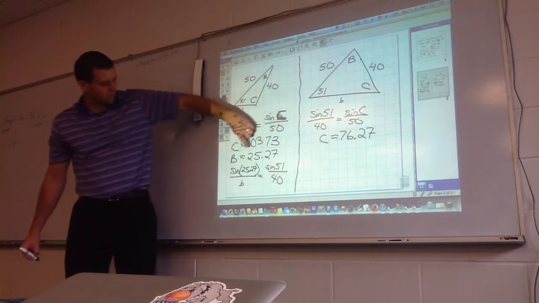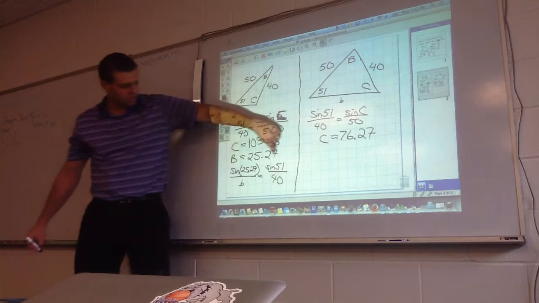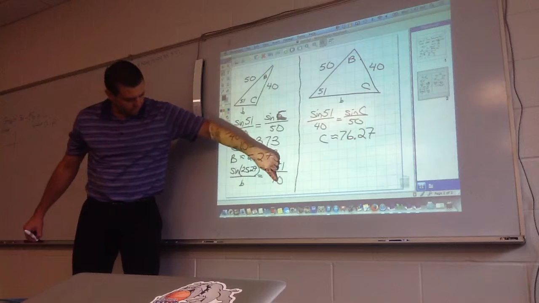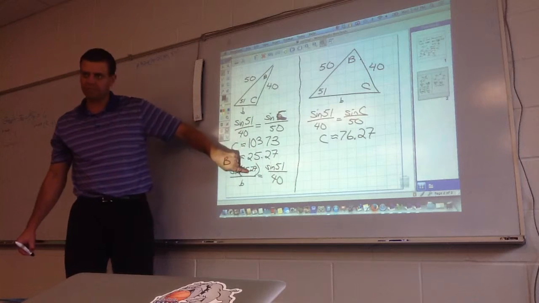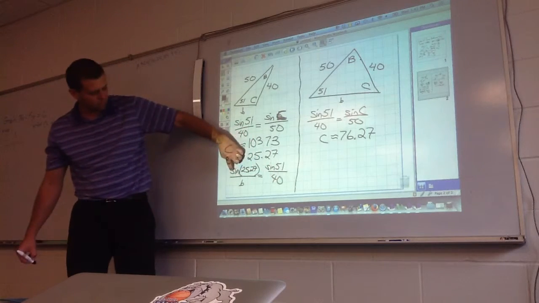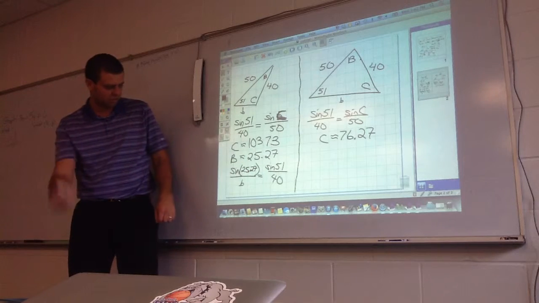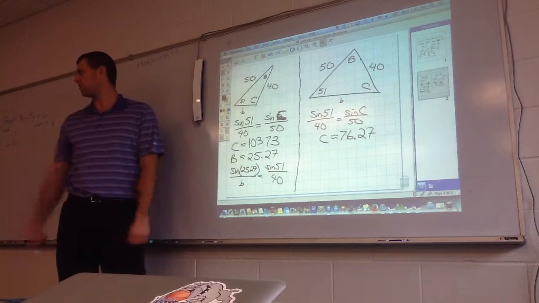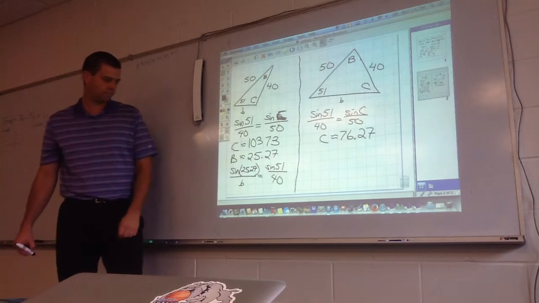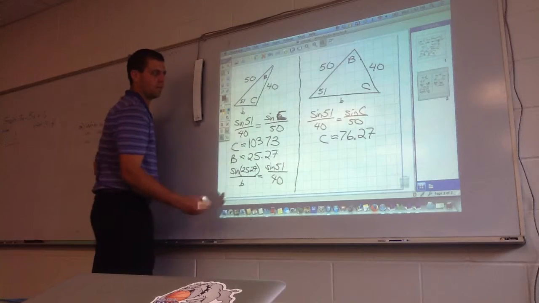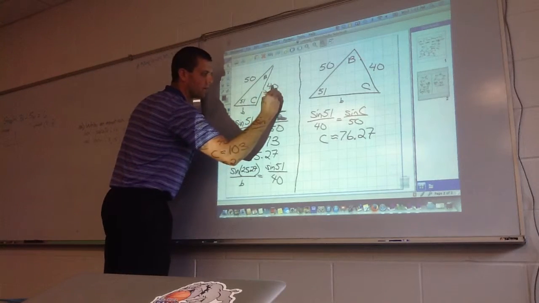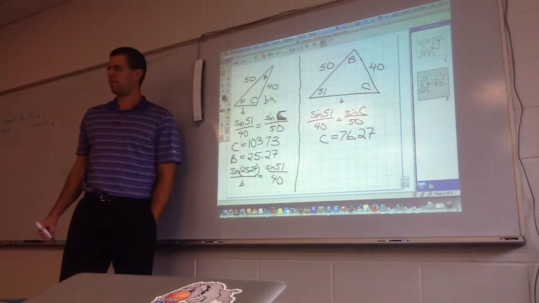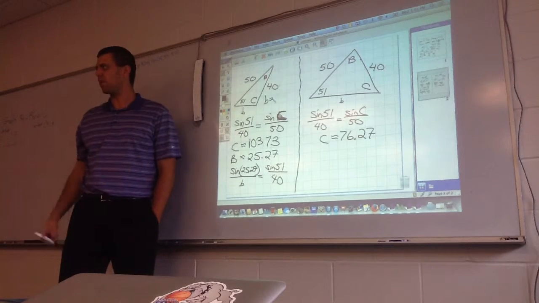So then, assuming you still had that long decimal on your calculator screen, I take 40 times the sine of my previous answer, press enter, and then divide it by the sine of 51. Press enter. And what do you get for side B here? A lot of steps with the calculator.